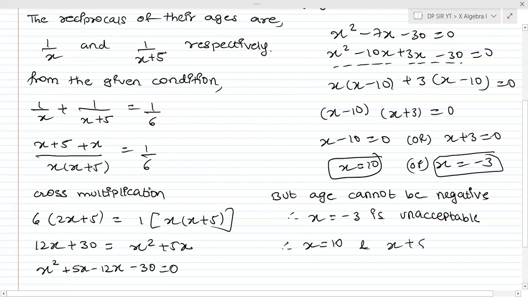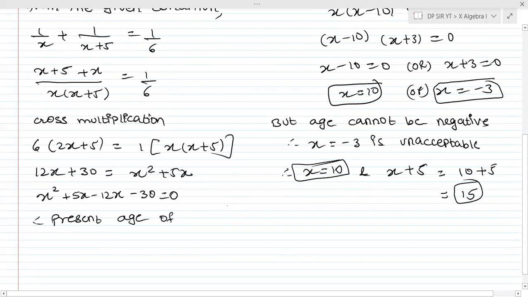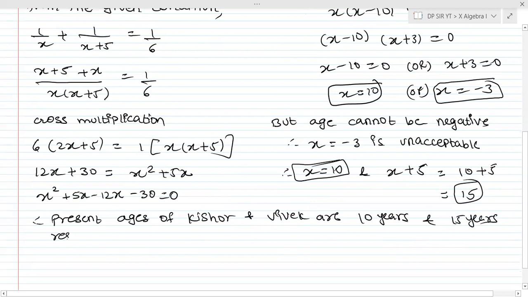And x plus 5, Kishore was an uncle, right? Not an uncle, this poor kid is in 10th standard, so you would say 15 years. So x plus 5 is equal to 10 plus 5, which is equal to 15. Therefore, the final answer: the present ages of Kishore and Vivek are 10 years and 15 years respectively. Don't forget to give them the respect.